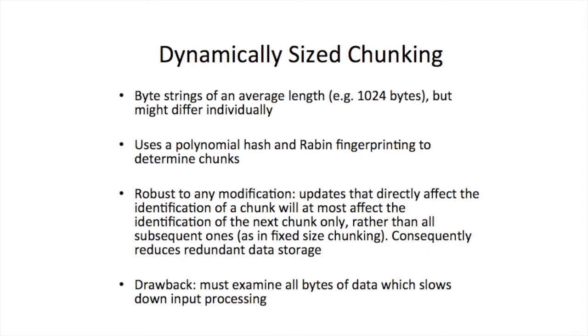A more robust approach is what's called dynamic chunking. In dynamic chunking, we search for a certain characteristic of the text that we are reading in order to delineate the beginning and the end of the chunk. In order to do this, we use what's called a polynomial hash, and we look for what is called the Rabin fingerprint. This approach allows us to handle any kind of modification to a file, because any insertions or deletions that might affect one chunk will at most affect the subsequent chunk, but will not propagate through to all future chunks afterwards in the way that fixed size chunking does.